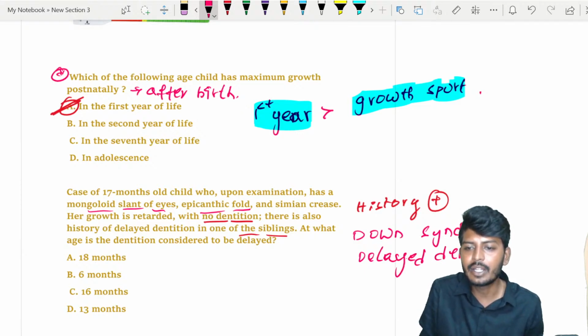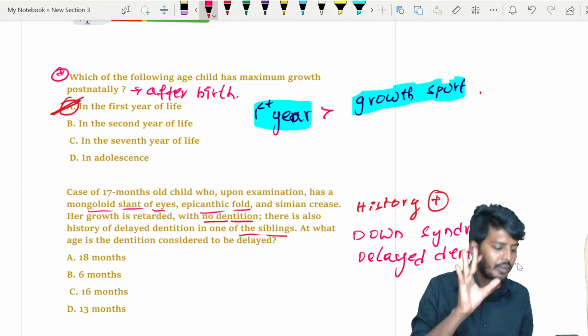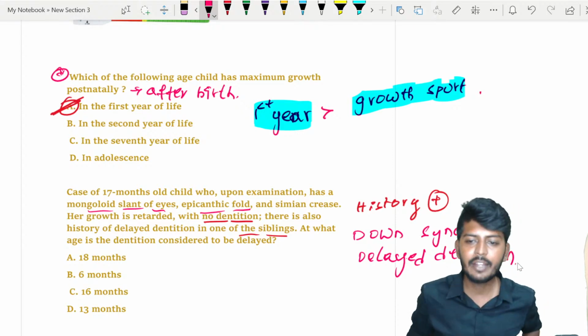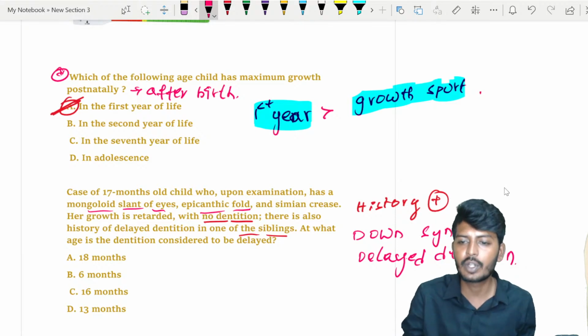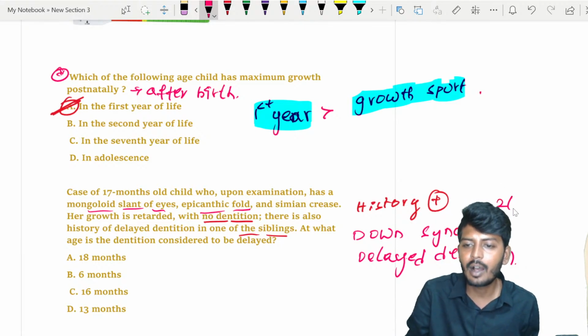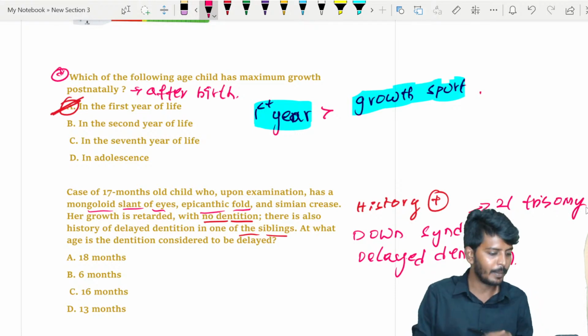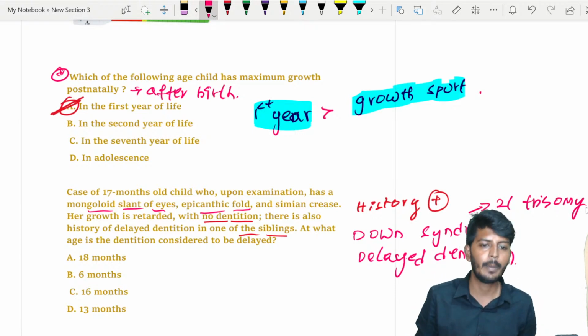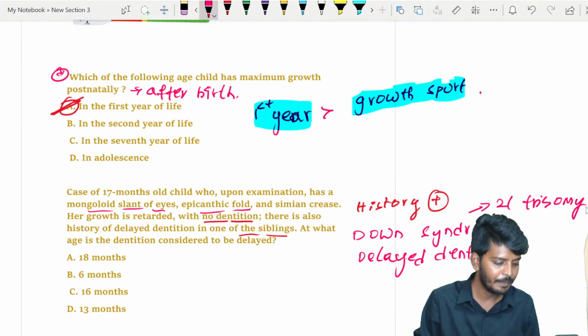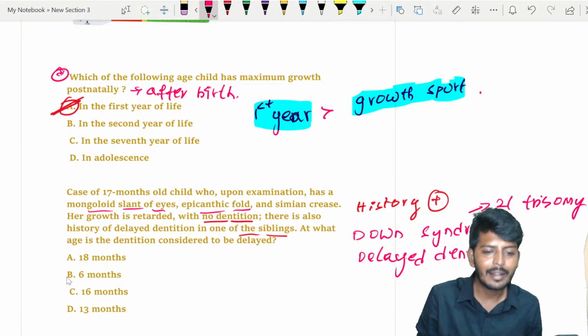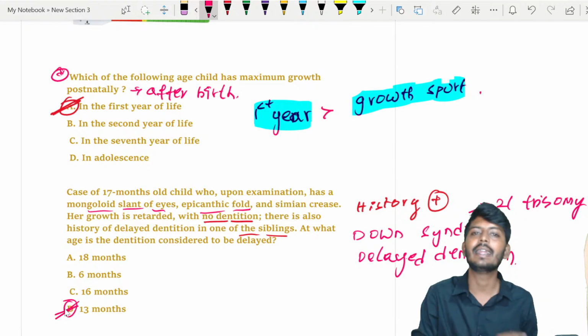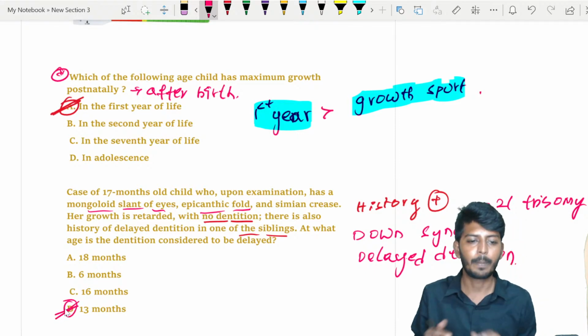Now the next question is, what is Down syndrome? It is a trisomy of the 21st chromosome. Very good. So the answer is which one? Remember, the answer is 13 months will be the delayed. Okay, 13 months.